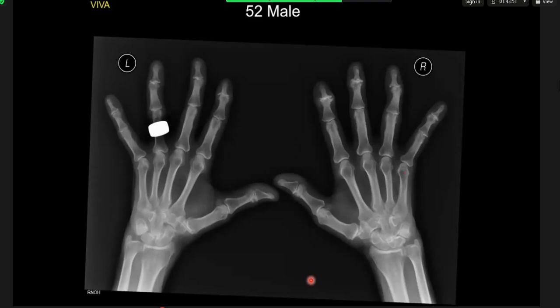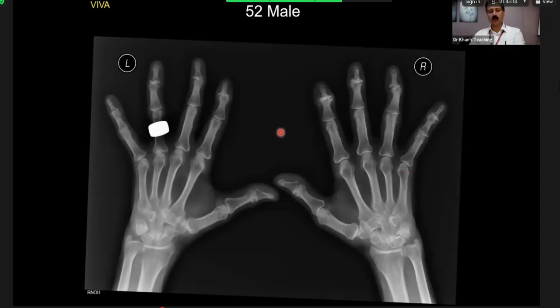Okay. So there is a central erosion noted in the distal interphalangeal joints, along with the soft tissue swelling, more marked on the right side, giving the seagull appearance. So my first differential will be erosive arthritis or psoriasis.